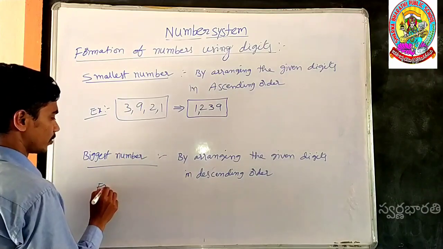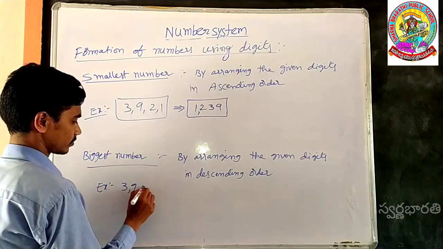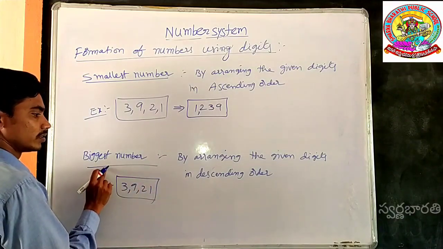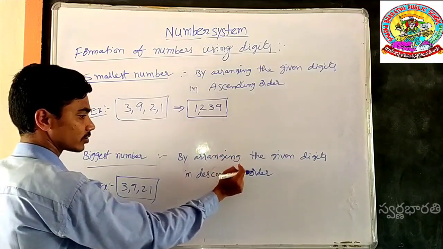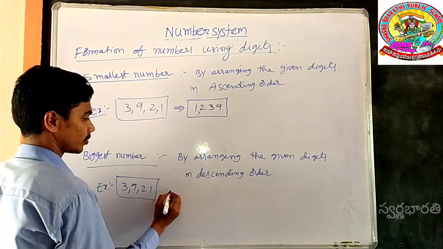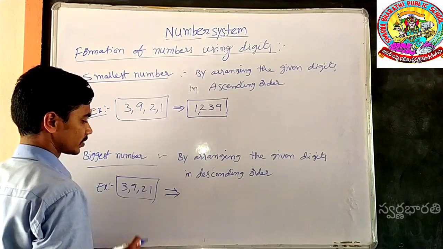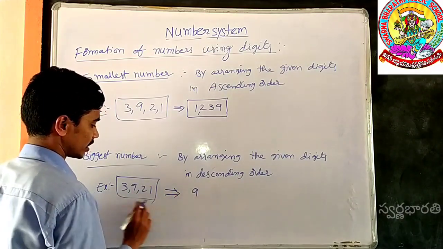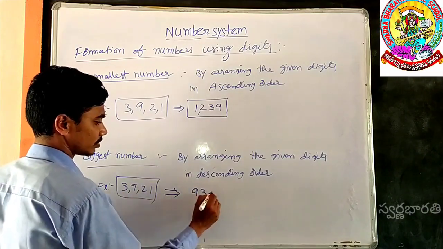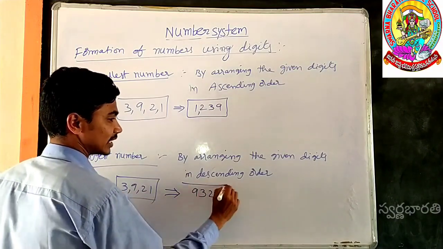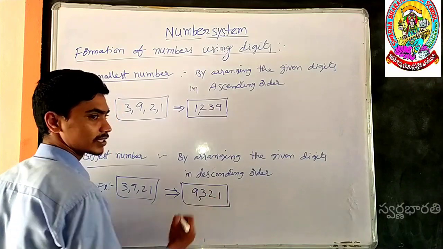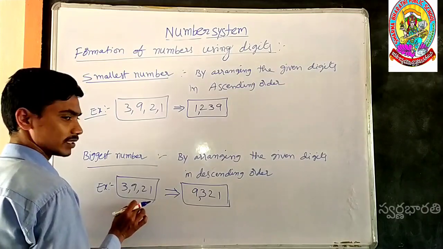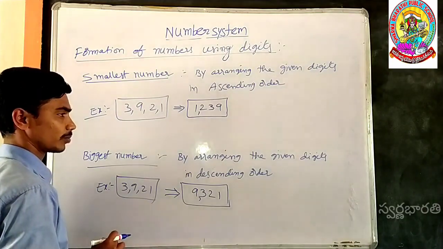Next, same example. If you want to frame a biggest number, you should arrange the given digits in descending order. Descending order means simply arranging the numbers from biggest to smallest. Here the biggest digit is 9, then after 3, then after 2, then after 1. So 9321 is the biggest possible 4-digit number formed by the digits 3, 9, 2, 1.